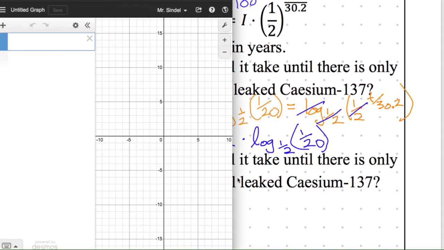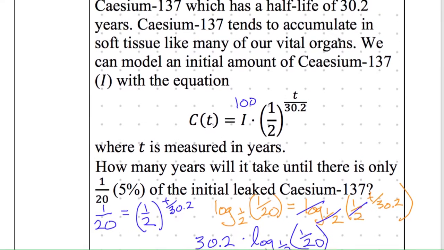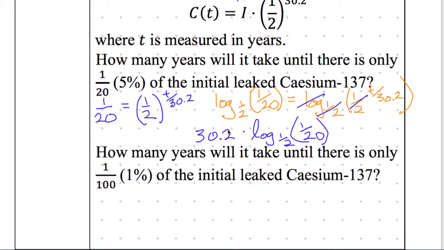So what was my initial amount? 30.2. 30.2 times log base 0.5 of 1/20th. And the answer is you will have only 5% of the radiation in 130 years. So Chernobyl is going to have a long time before it is not very radioactive. It'll still have 5% radioactivity, I guess.